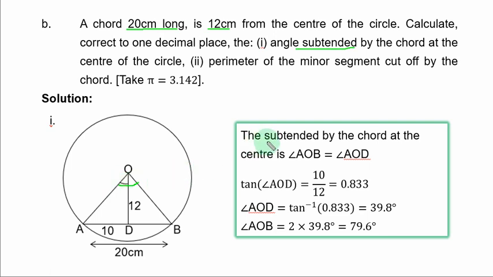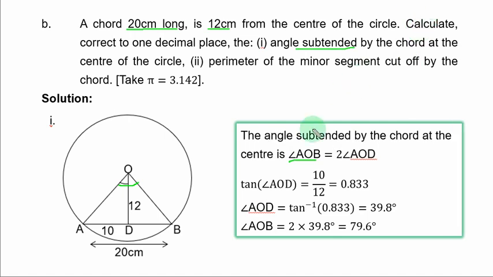So the angle subtended by the chord at the center is angle AOB. That is the entire angle and is equal to 2 times angle AOD. So we get AOD first.